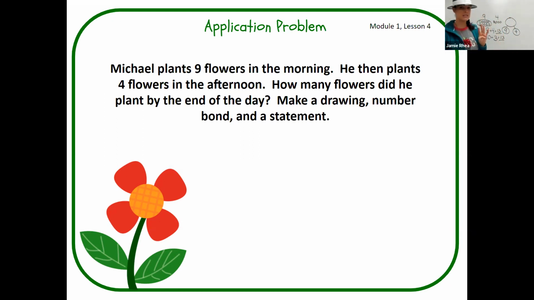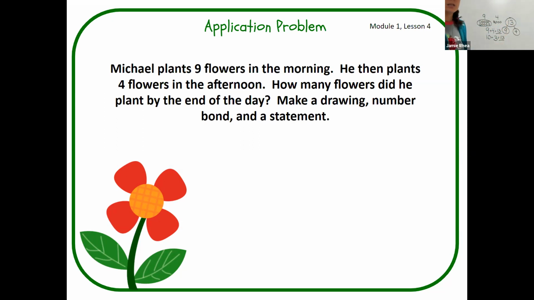Could I even check myself one more time and count how many I drew out? Might take a little while, but I could. I know that I have 9, 10, 11, 12, 13. So 9 plus 4 more is going to be 13. So are we done? Let's check. Make a drawing. We made our drawing. Make a number bond. Did we make a number bond?